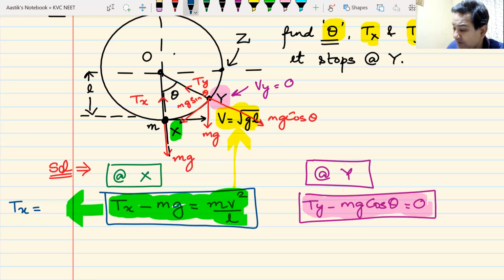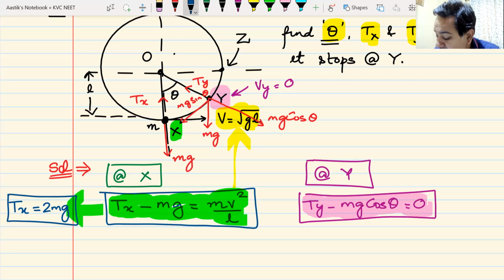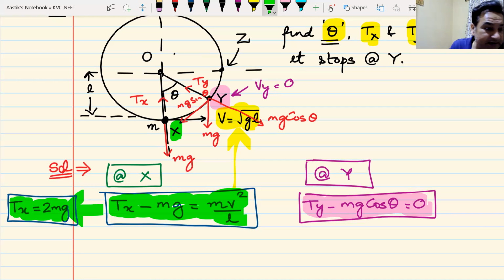If I put the values, the answer will be coming as 2 times mg. 2 times mg would be the answer that you would be getting from this equation. Did you get the answer? Please raise your hands and let me know. Did everyone get the answer? Same answer, 2 mg.